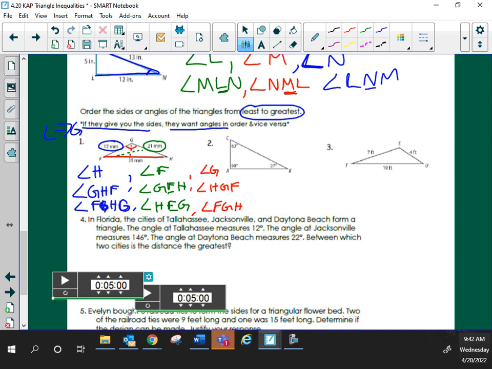All right, yes, real quick. Number 2, since it gives you the angles, you're looking for the side, so you would say like side AB. Okay, I'll set that down.